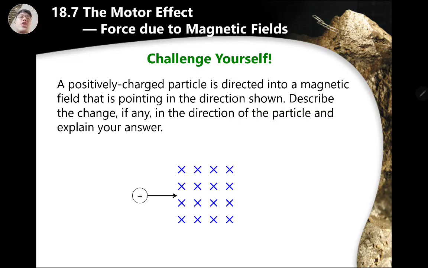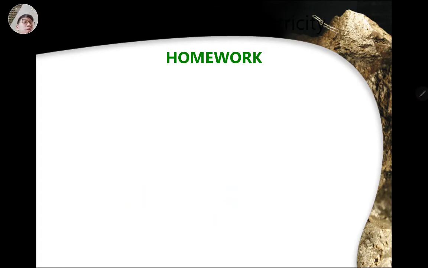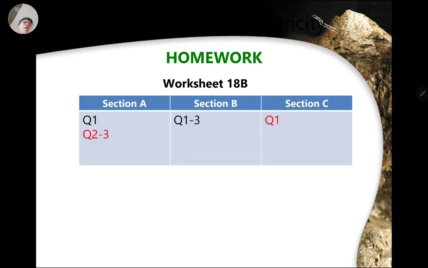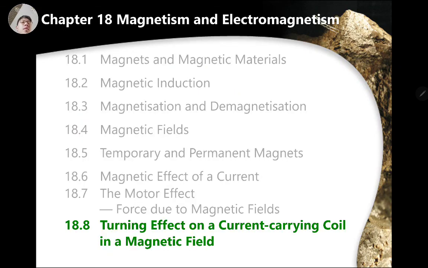This is a bit of a stretch yourself kind of question, but I think it's good to know, because a moving charge itself is a current. There will be a current if a charge moves. Okay, so your homework is worksheet 18B, question 2 to 3 for section A, and section C, question 1, on top of the questions that I gave at the end of the last lesson. Okay, great.